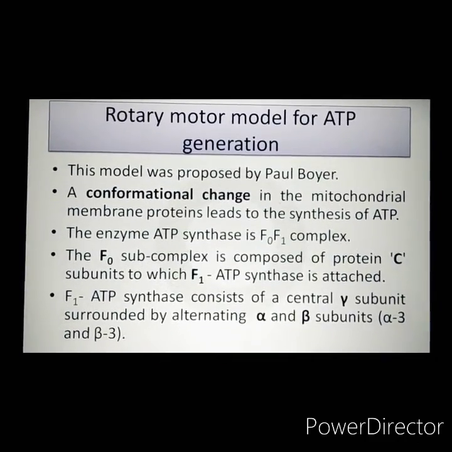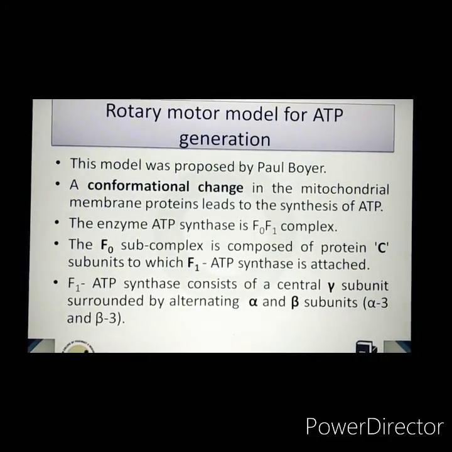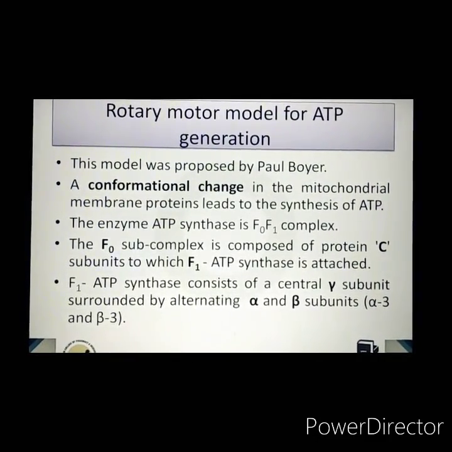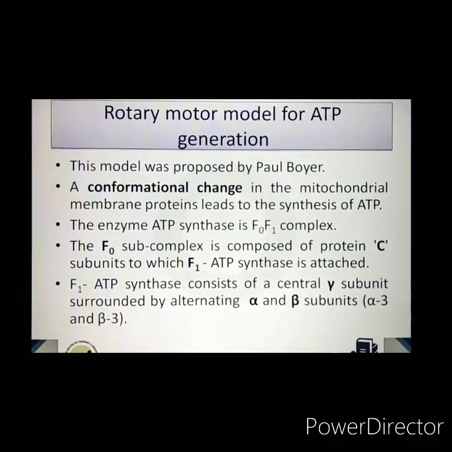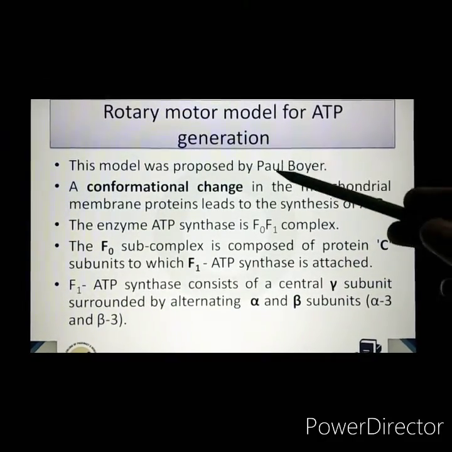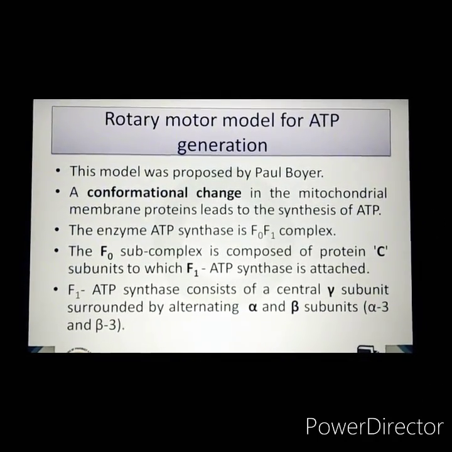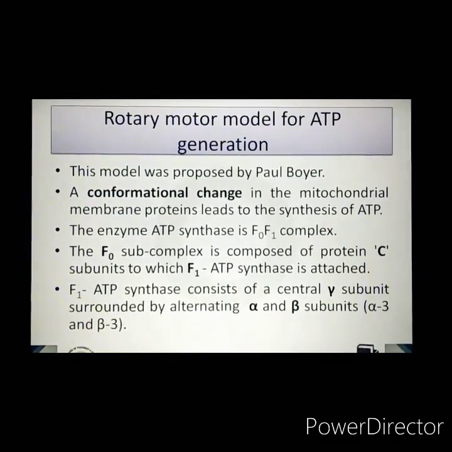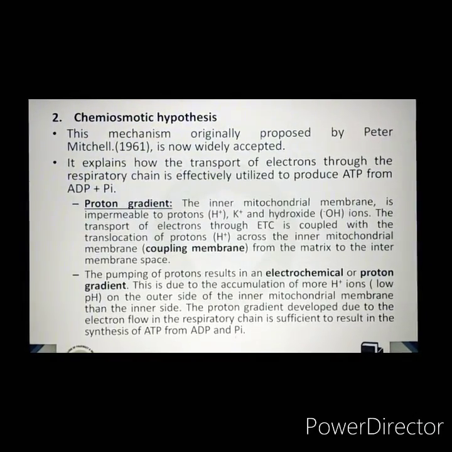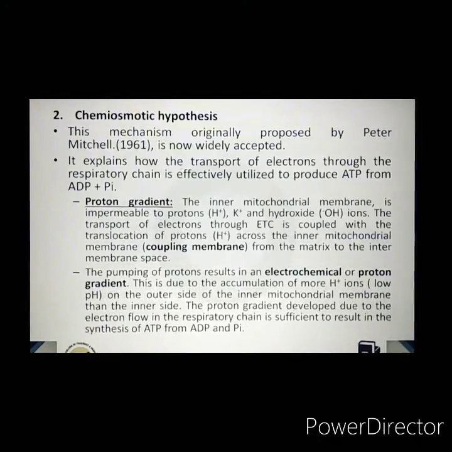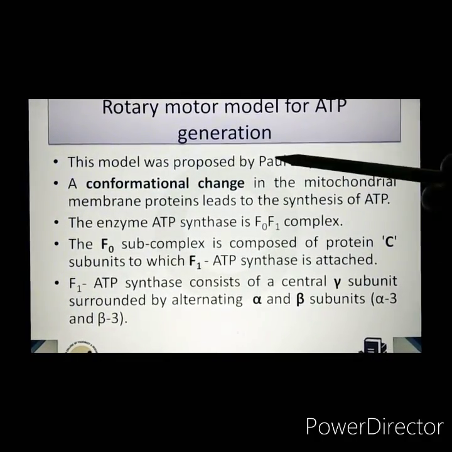So the hypothesis that was proposed by Michel defines ATP generation via the rotary model. This is a rotary motor model of ATP generation, proposed by Paul Boyer. Paul Boyer defined how exactly ATP generation takes place, and he justified the chemiosmotic hypothesis that was proposed by Peter Mitchell. The chemiosmotic hypothesis was justified after the rotary model for ATP generation was proposed by Paul Boyer.